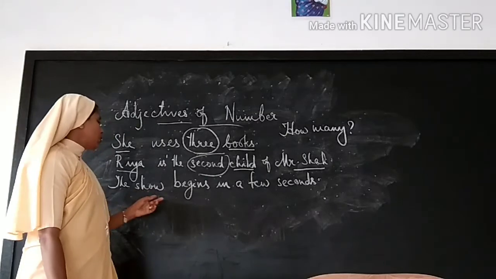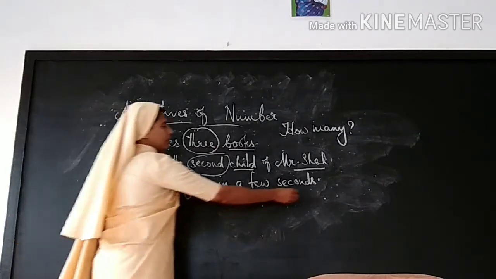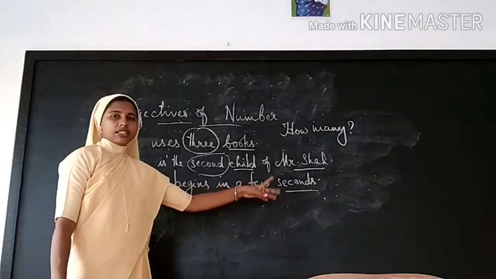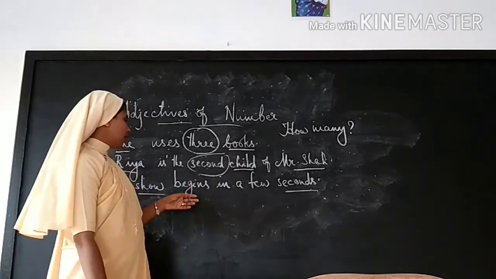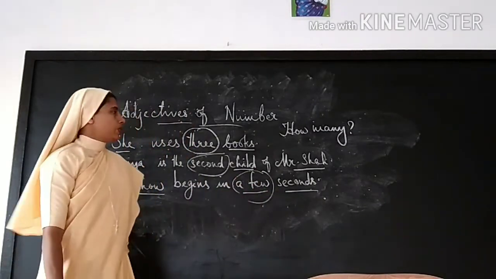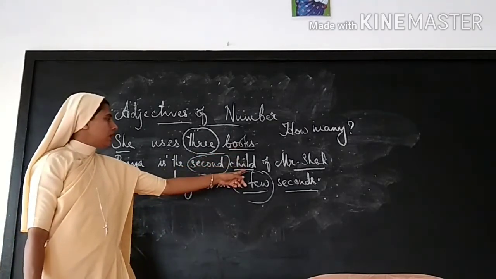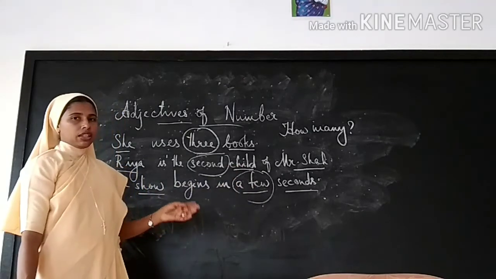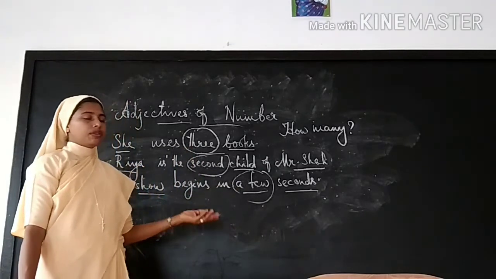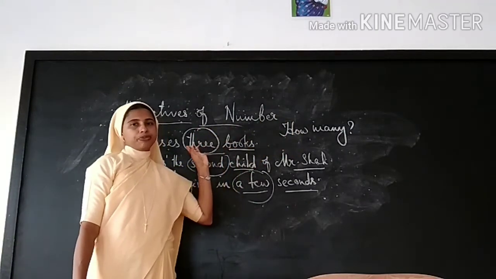Next example, the show begins in a few seconds. Which are the nouns? Show and seconds. Both are countable nouns. Seconds, we can count, 1 second, 2 seconds, 3 seconds. And a few is used to describe seconds. All these are used in front of countable nouns. Books are countable, child is countable, seconds are countable, and a word used to describe a noun which answers the question how many is called an adjective of number. Understood?